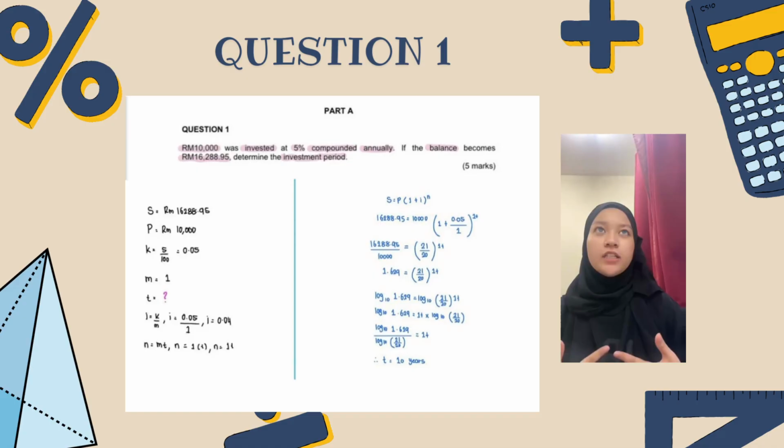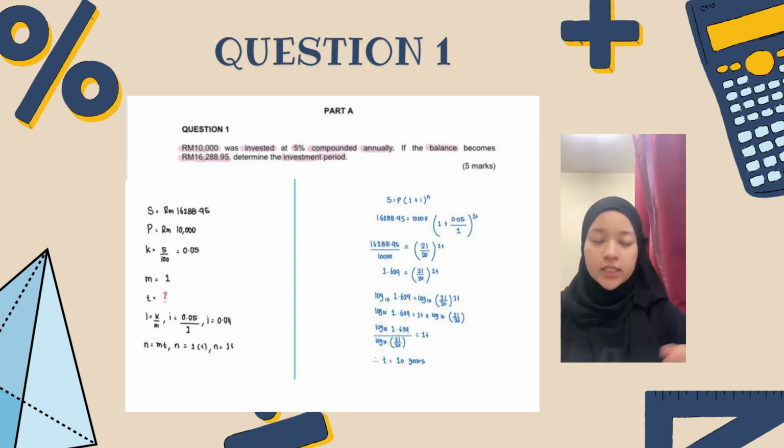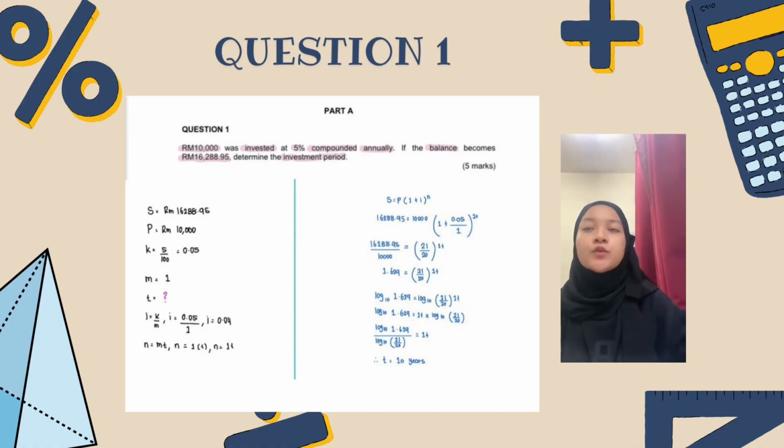For this question, we're going to use log 10. So log 10 of 1.629 equals log 10 of (21/20)^1t. After that, log 10 of 1.629 equals 1t multiplied by log 10 of (21/20). Then log 10 of 1.629 divided by log 10 of (21/20) equals 1t. You calculate that and you will get t equals 10 years. And that is the end for Part A, question 1.